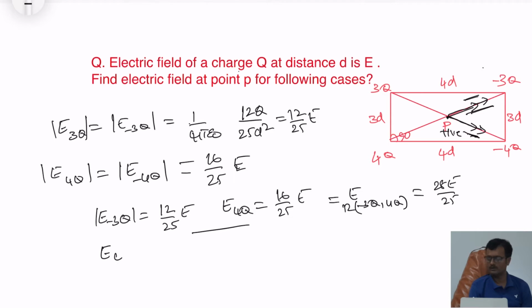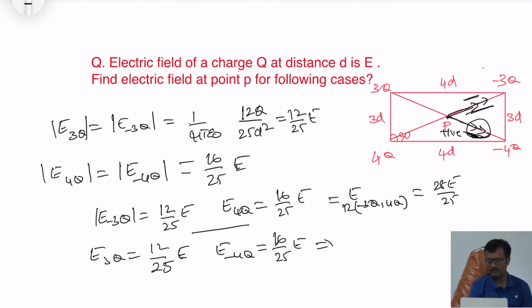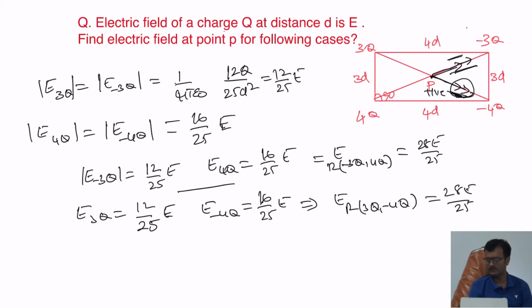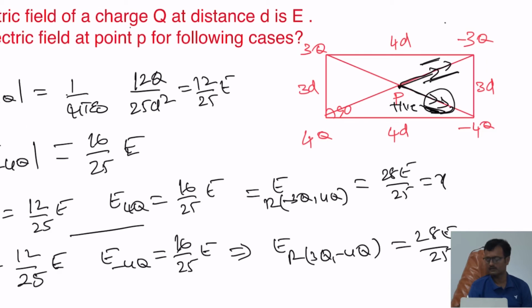Now come to these other two. E due to 3Q is 12 by 25 E, and E due to minus 4Q is 16 by 25 E. So the resultant of 3Q and minus 4Q is also 28E by 25. So these two vectors are the same. For convenience, 28E by 25 is considered as X. So these magnitudes, X and X, make an angle.